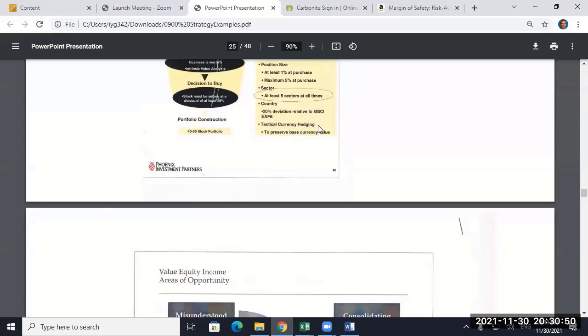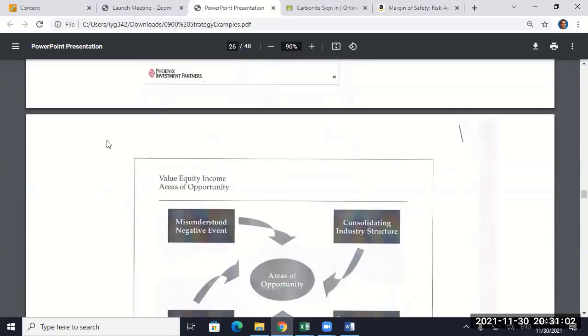And then if you're going to do international, you have to address the currency issue. Are you going to hedge currencies or not? Most don't hedge the currencies. So if they're 20% in Japan, they're 20% yen. So you have to address those type of issues.